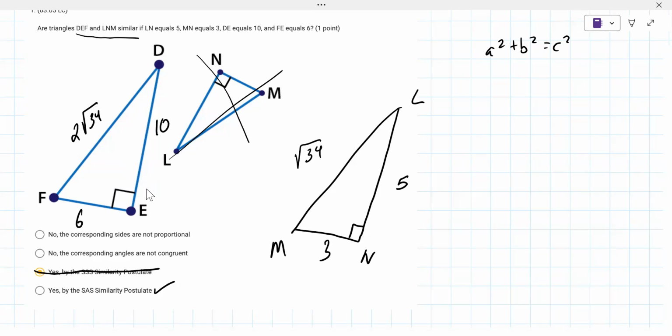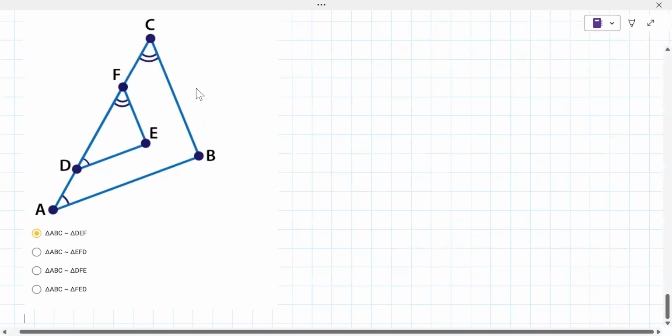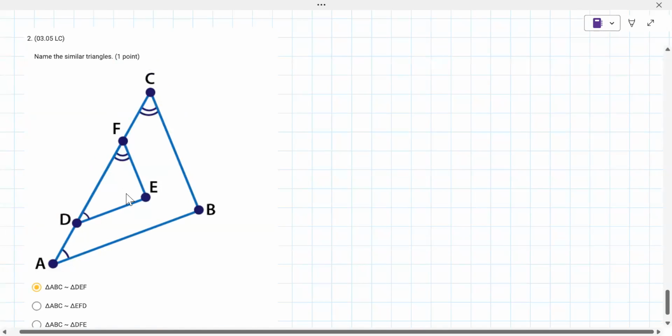All right, number 2 is in the chat now. So name the similar triangles.